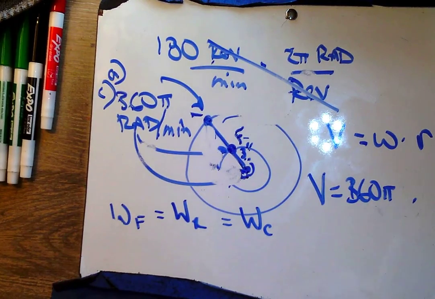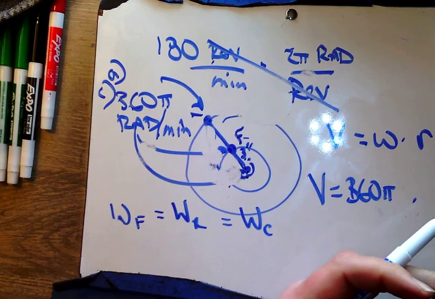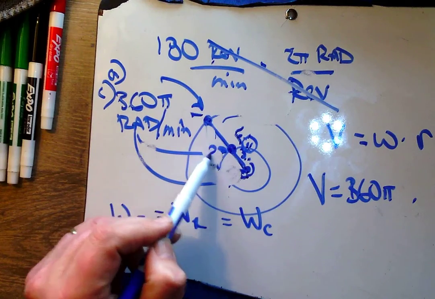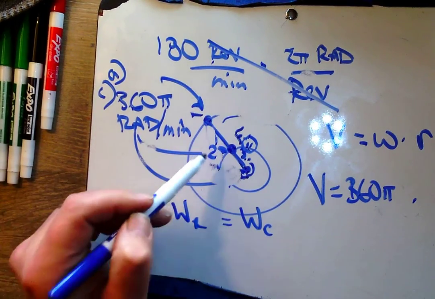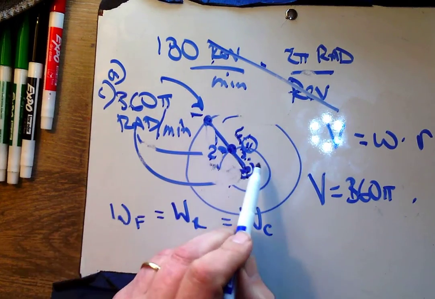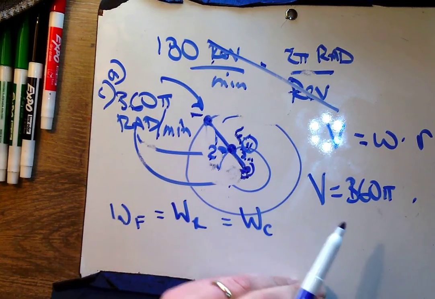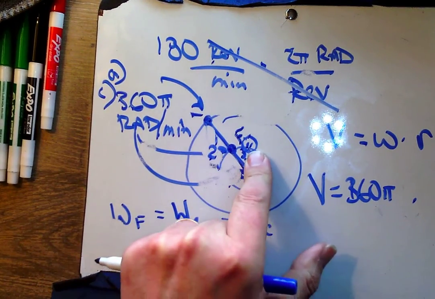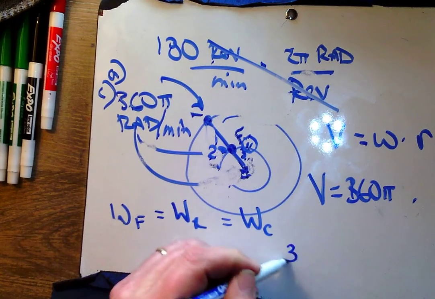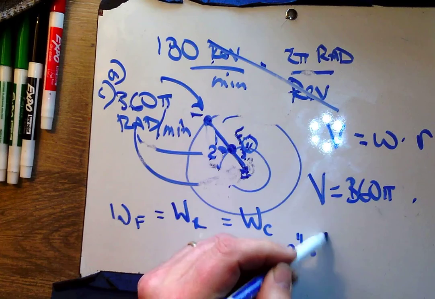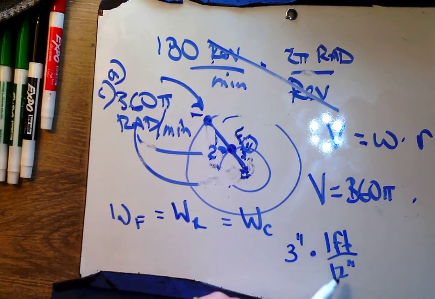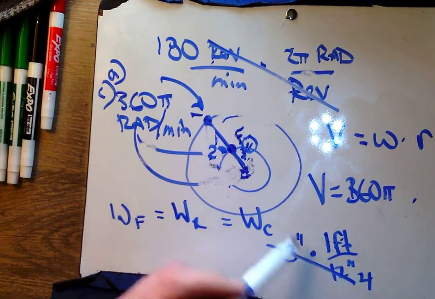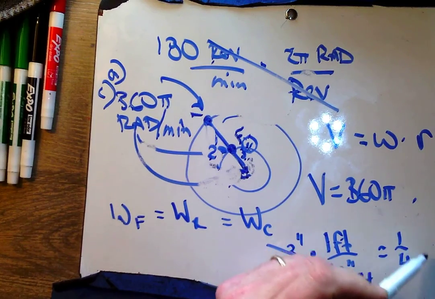Well, I kind of want to be able to compare these two. And that's in inches, and that's in feet. So either I want to turn this into inches, or I want to turn that into feet. And my experience is students want to turn this into inches. And me, I always want to turn that into feet. 3 inches times 1 foot over 12 inches, and I get 1/4 of a foot. That's what my radius is, 1/4 of a foot.